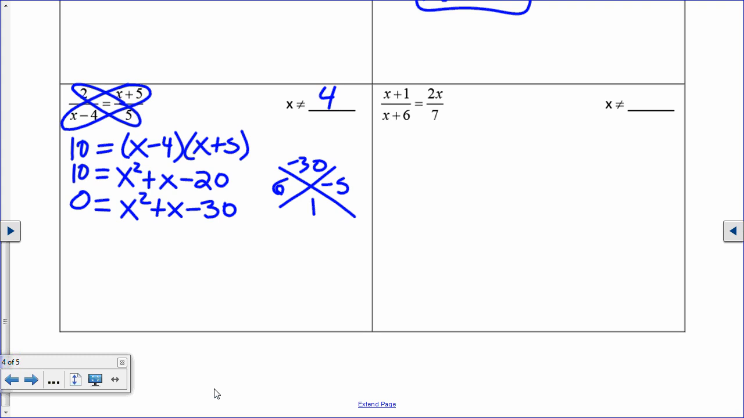Okay? Can I use the shortcut in this situation? Yeah. Why? There's a 1 in front of the x squared. It's a positive 1, yep. If it was negative, there would be a different situation. And then you set them equal to 0 to finish. Negative 6 and 5. There you go.